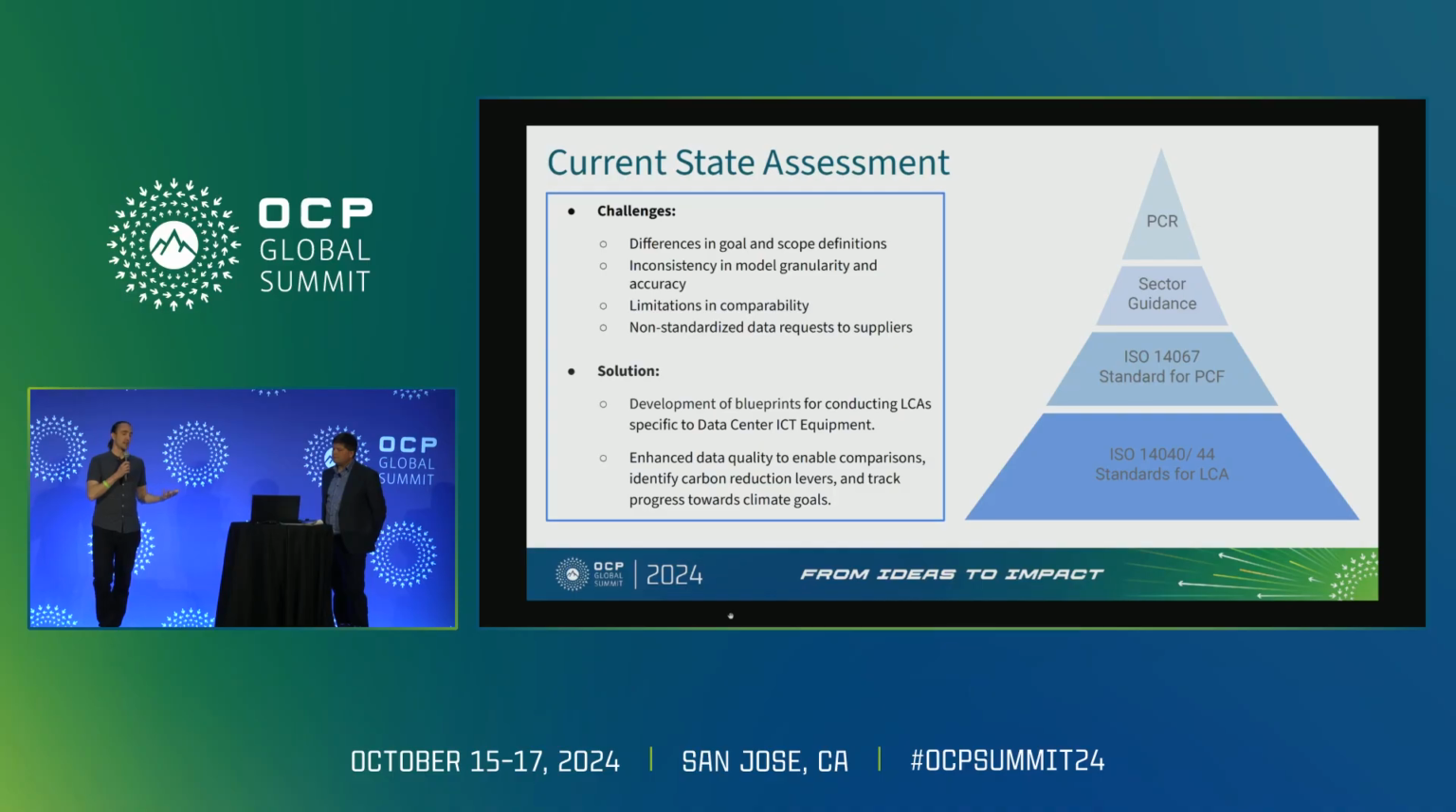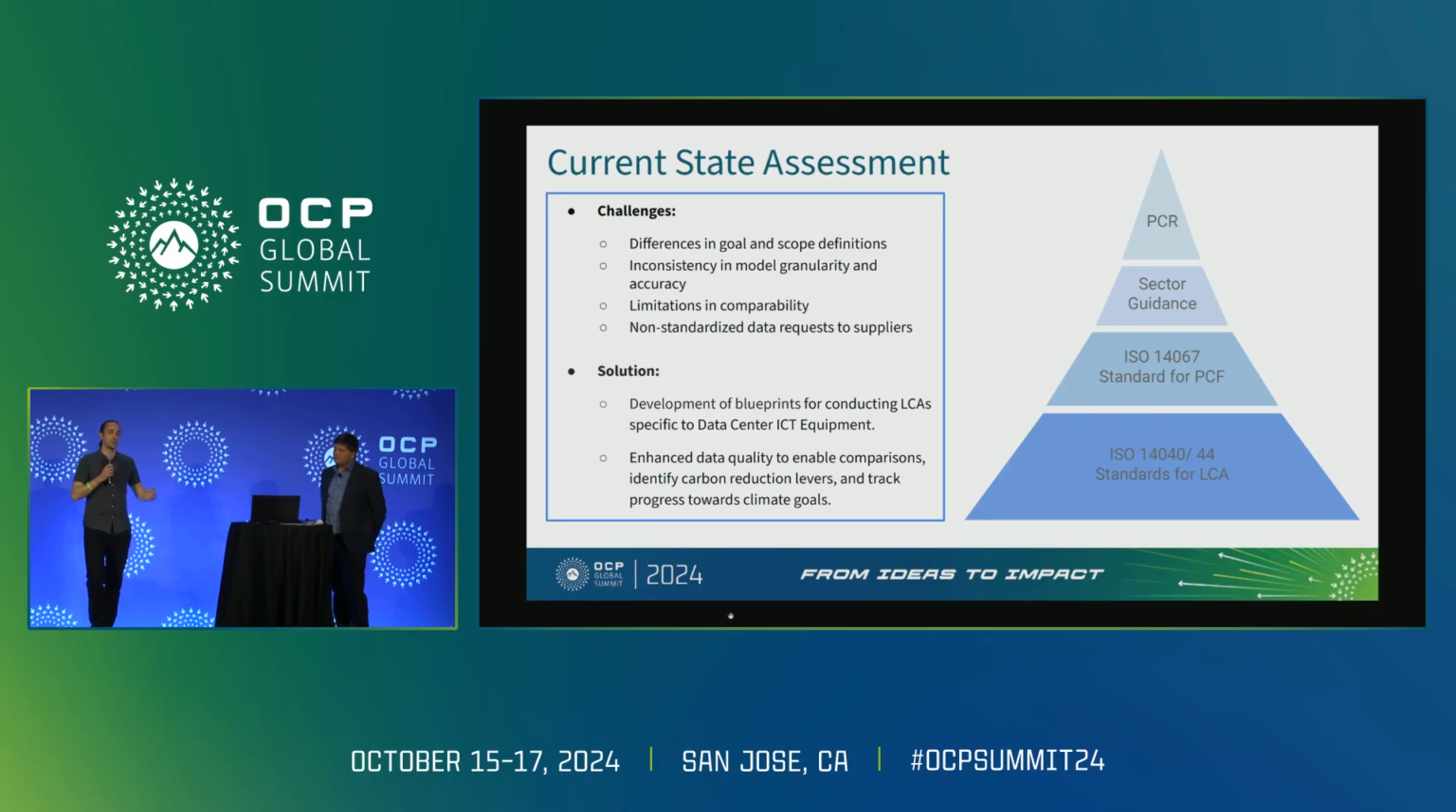And these difficulties with navigating the landscape bring about many different sector guidances that have different goal and scope definitions, for example, inconsistent descriptions of how granular we're supposed to be, and data requirement descriptors that vary to different degrees. So even if you find a guidance and you abide by a certain guidance, and your competitor or your partner abides by a different sector standard, you cannot compare the results in the end because you're following different rules.